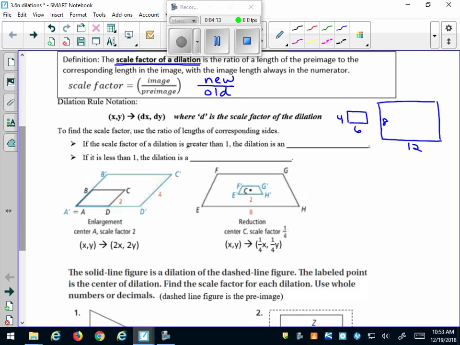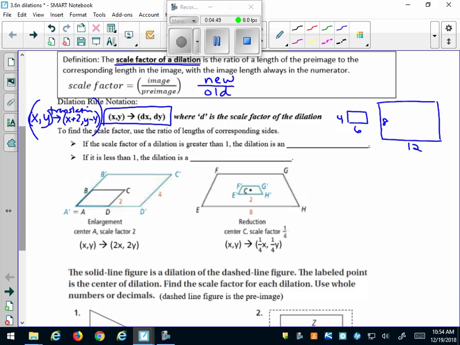Now, as far as notation, remember we did translations and we did x, y becomes x plus 2, y minus 4, or whatever. That was a translation. What movement would that make if it was x plus 2, y minus 4? How would that shape move? To the right 2 and down 4, right? So that's a translation. That's just an example of what we did before.